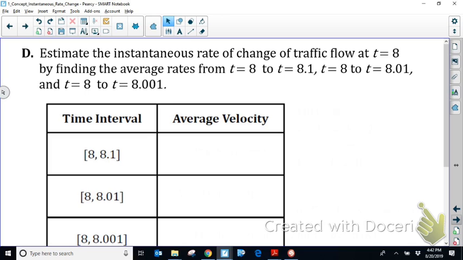Now, the last part here, part D, and there's another one at the bottom, part E, but really this D is really the last big part of this example. Here it's asking you to estimate the instantaneous rate of change. Now, for instantaneous rate of change, what we've established in the prior videos is that average and instantaneous rate of change are basically the same thing.